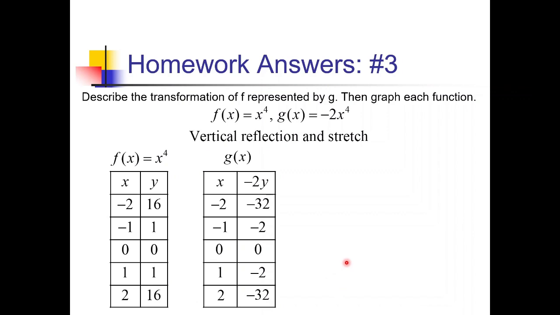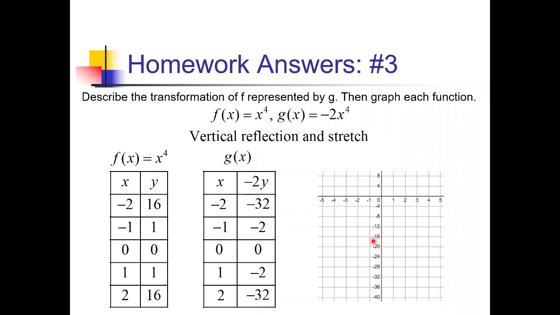Graphing all this out, I need to be able to go from -32 all the way up to 0. So I'm going to make my grid lines vertically go by 4s. That ought to give me enough space to fit everything here. So we've got -2, comma, -32 down here. And then -1, comma, -2. That's all the way up here. We have 0, 0, 1, -2, and 2, -32. And then just go through those.